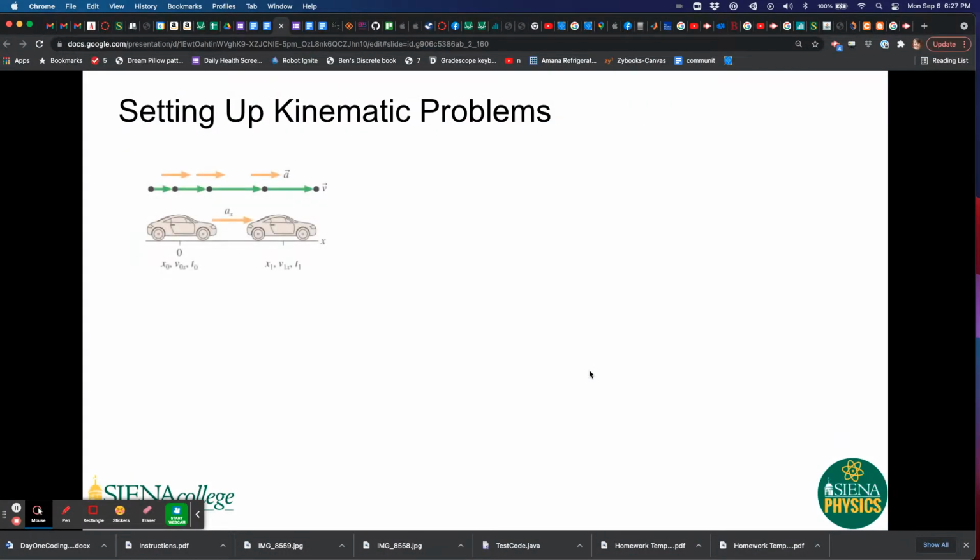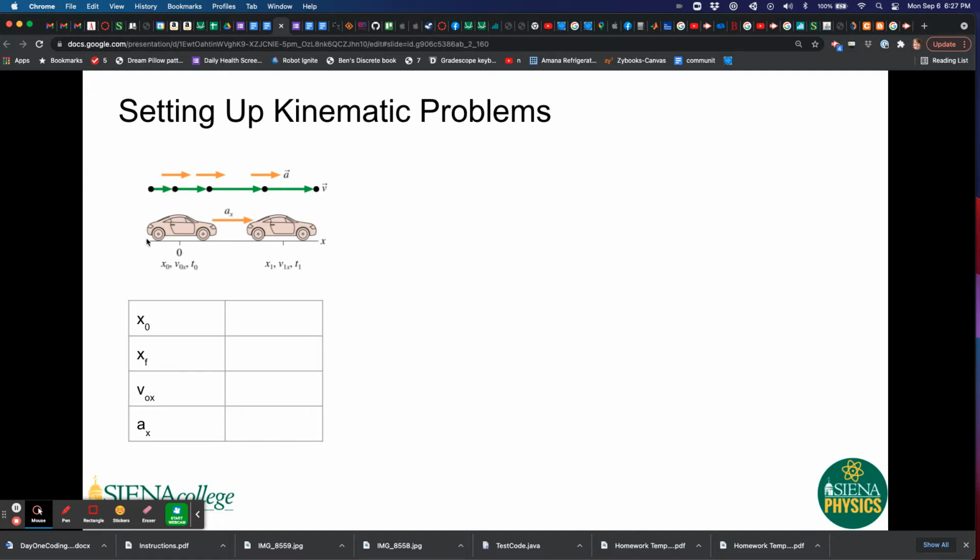Okay. So setting up kinematic problems, we're working with one-dimensional motion. So everything that we talk about here is going to be one-dimensional motion. And in chapter 4, we'll start talking about two-dimensional motion. And chapter 3, we'll start talking about vectors. But for now, we want to orient everything, our object that's moving along one direction so that we can use the simplicity of one-dimensional motion.